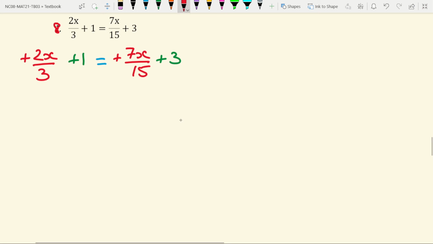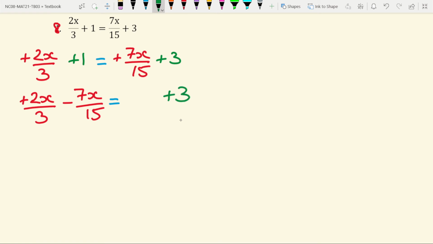Now what I have to do is group the unknown terms together. Unknown terms should be transposed to the left hand side. So positive 7x by 15 will turn into minus 7x by 15, is equal to will remain as it is. Plus 3 will remain as it is. Plus 1 will get transposed into minus 1.